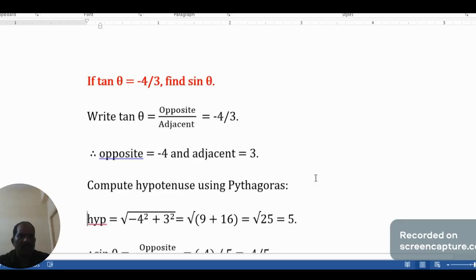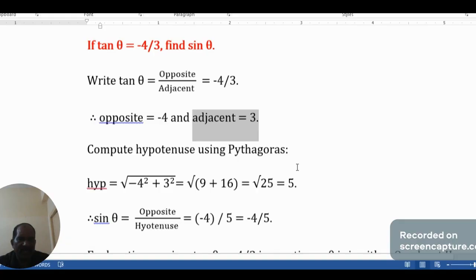Hello students, shall we see a small question? If tan theta is equal to minus 4 by 3, find sine theta. Okay, we know that tan theta is opposite side divided by adjacent side, which is equal to minus 4 by 3. So we can say that opposite side is equal to minus 4 and adjacent side is equal to 3.